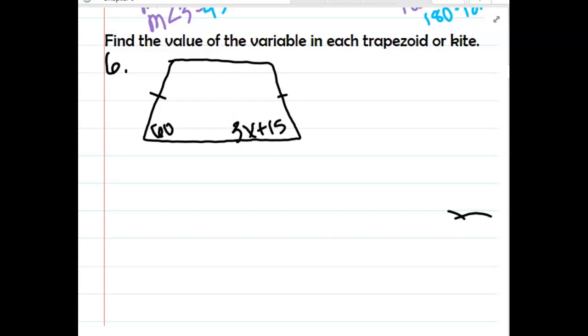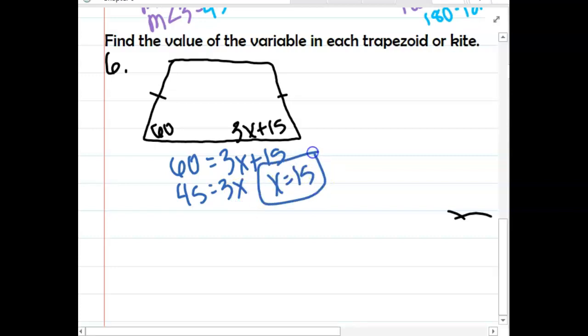Now, since this is an isosceles trapezoid, what do I know about those angles? They're base angles, right? They share the same base, so they are congruent. So 60 equals 3x plus 15. So subtract 15, so 45 equals 3x. Divide and we should get x equals 15. Okay, last one.